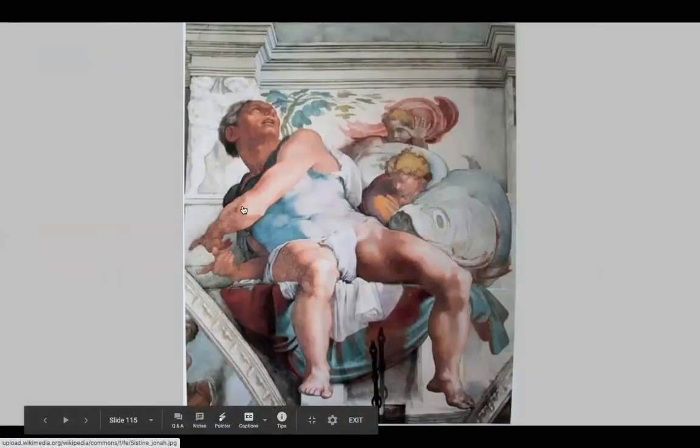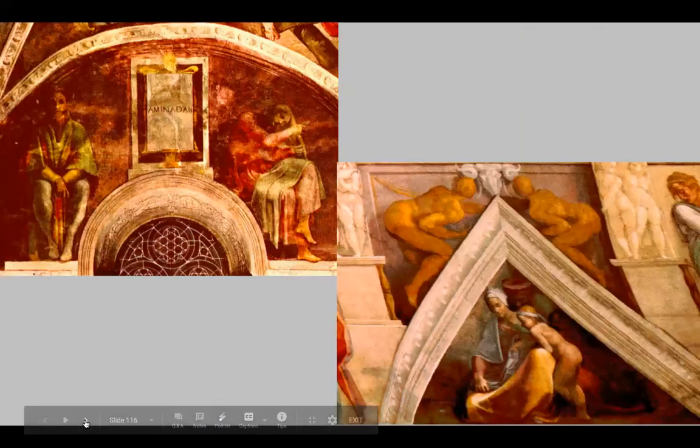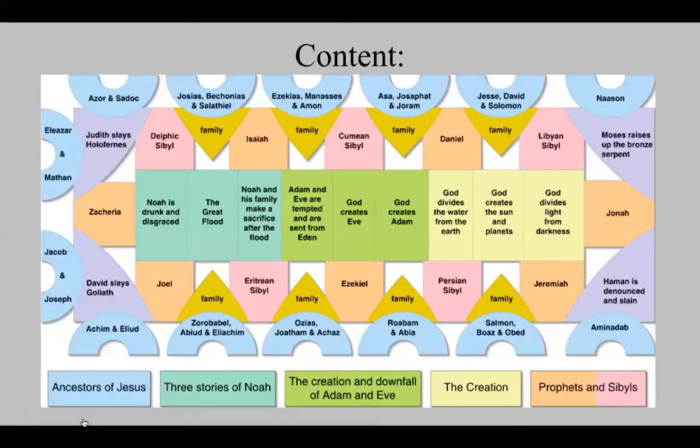Here's an example of Jonah. So there's another Old Testament image, right? Here's the family of Jesus. Some of these images are before cleaning, so you can see why people thought he wasn't very good at color.